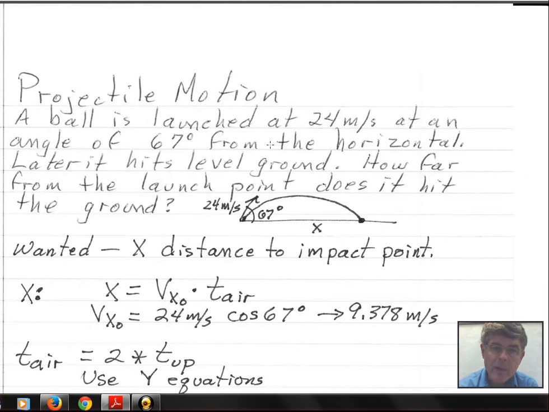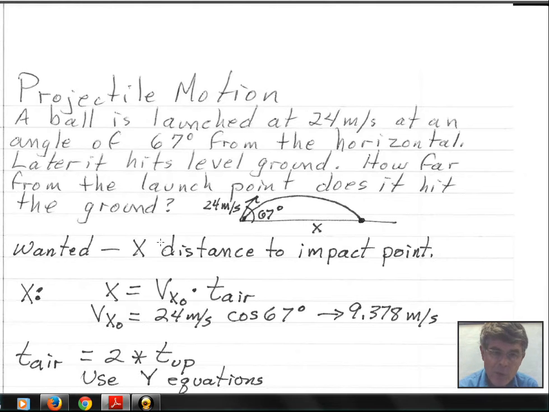We have a ball that's somehow launched at 24 meters per second, and the angle for the initial velocity is 67 degrees from the horizontal. The question is, how far does it travel before impact in the horizontal direction? How far away from the launch point will the ball hit the ground?